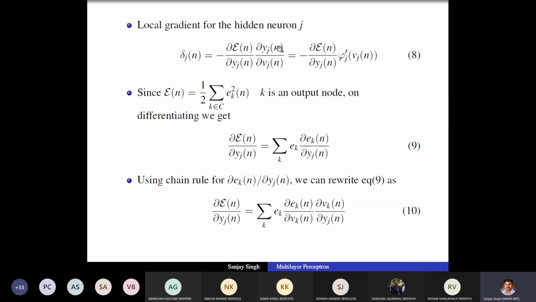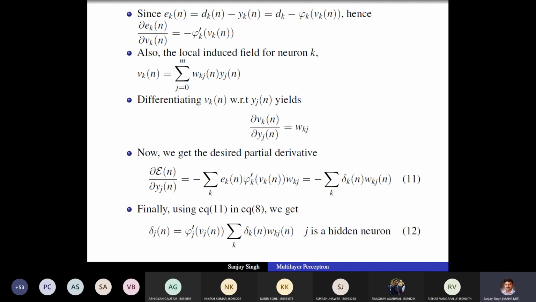We saw that the local gradient of the hidden neuron is something like this. So this is already there. The entire thing that we have done so far is computing this part. By substituting all these things, it becomes this: negative phi prime j (vj(n)) times the sum of delta k(n) w kj(n), when j is a hidden neuron.